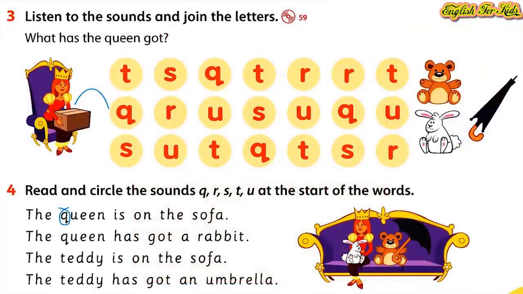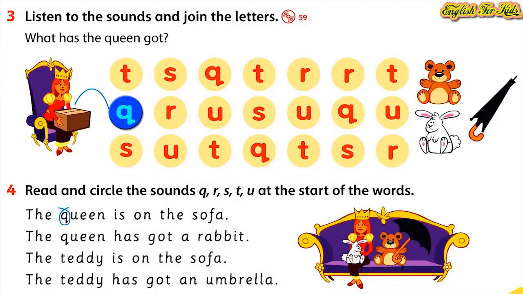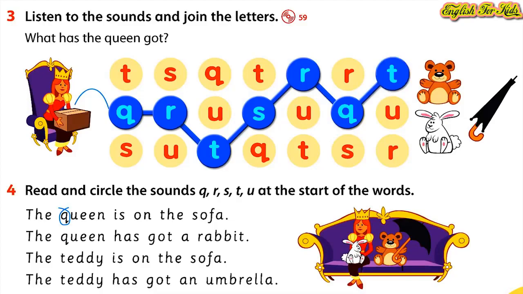Listening 59. Listen to the sounds and join the letters. Qu. Queen. Ah. Umbrella. T. Teddy. S. Sofa. R. Rabbit. Qu. Queen. T. Teddy.